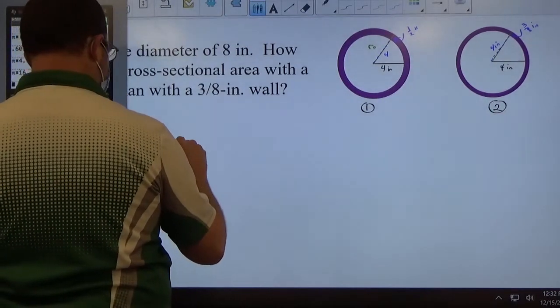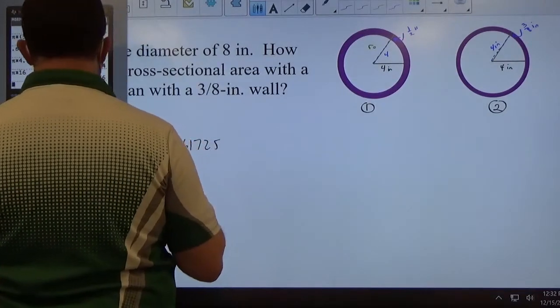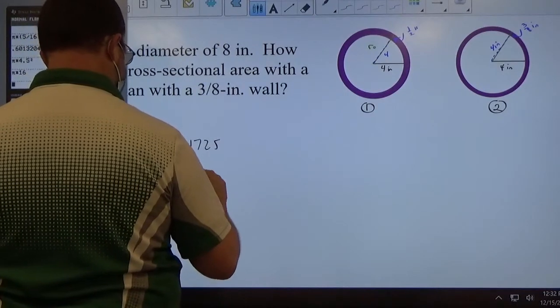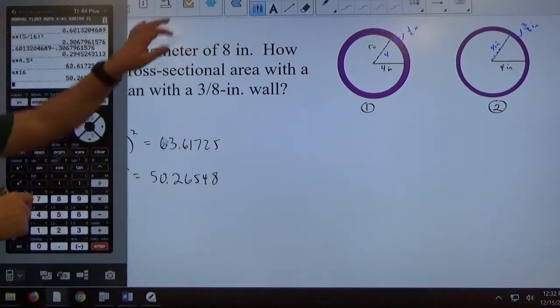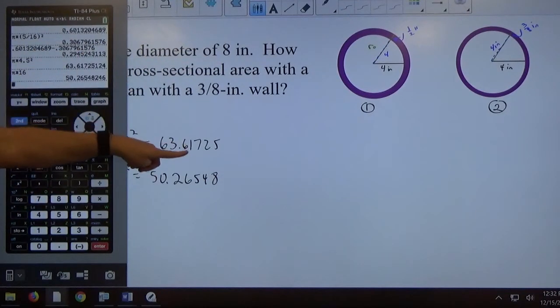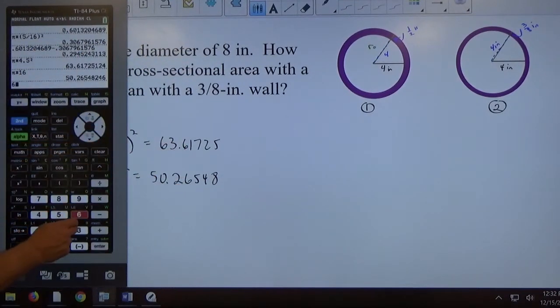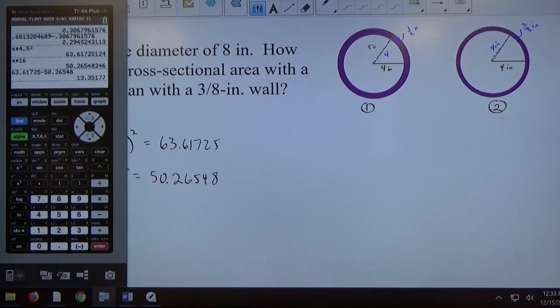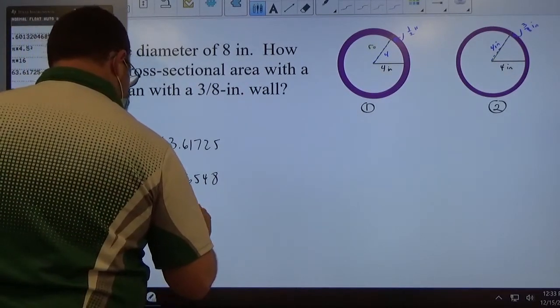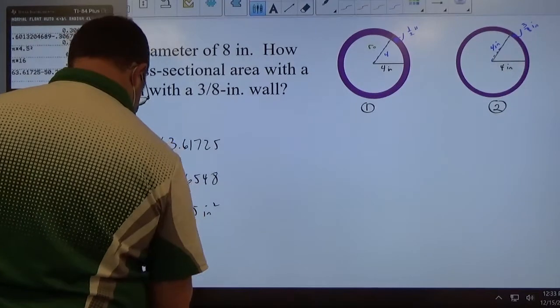That gets me 63.61725 and 50.26548. And just like the other problems, the cross-sectional area, that purple strip there, is simply the outer area minus the inner area. So 63.61725 minus 50.26548 gets me, the total area of pipe 1 is going to be 13.35 square inches.